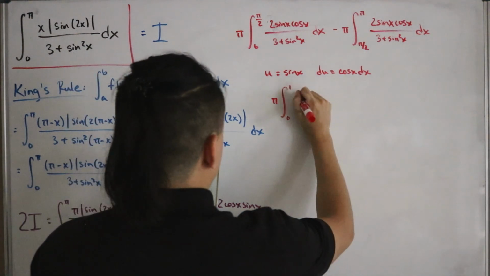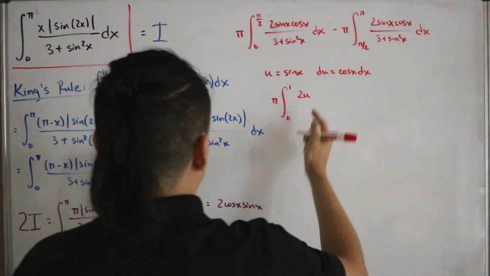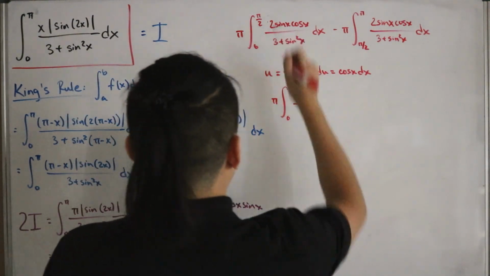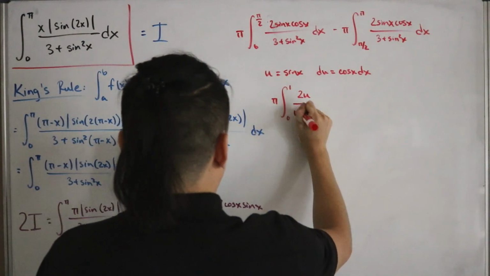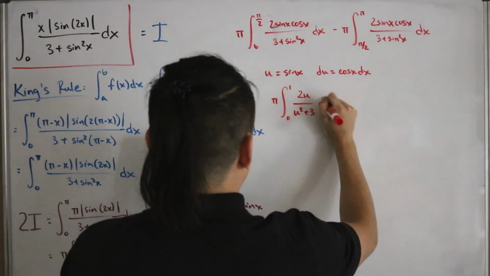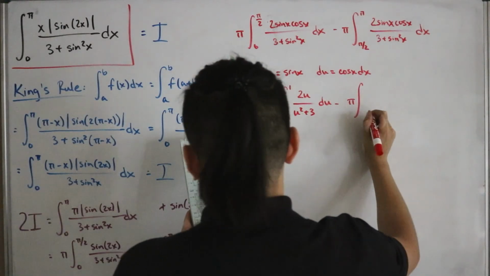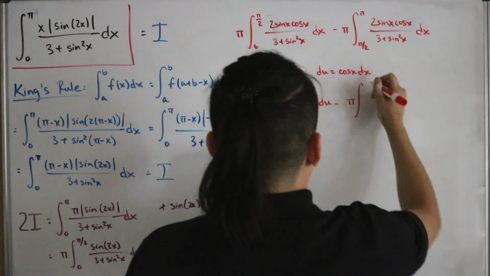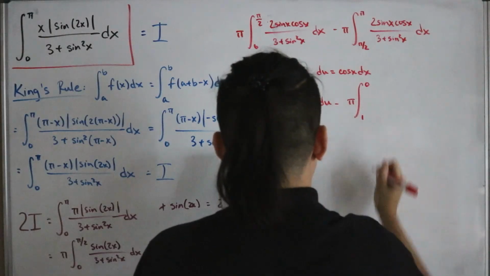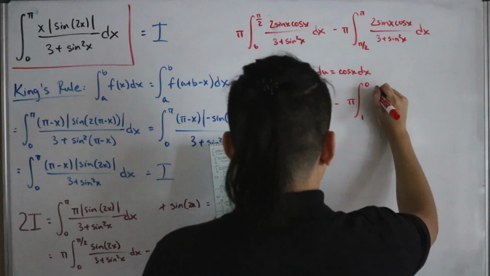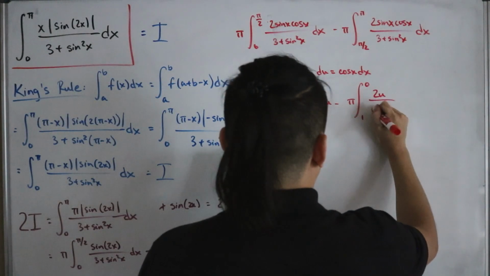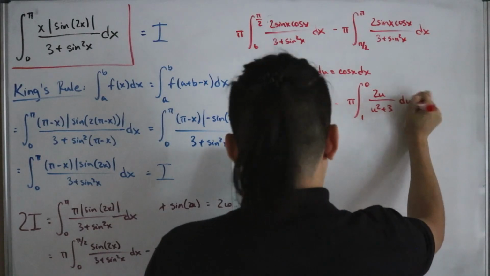And so this will just be 2 times u, and then cosine dx, just replace that with the du. And then on the bottom, I'm just going to write the u squared out front first. So u squared plus 3, then du, and then subtract pi, and change our bounds yet again. So pi over 2, that's going to be 1 on the top, 0 on the bottom. And of course, the same thing, 2u divided by u squared plus 3, and then du.